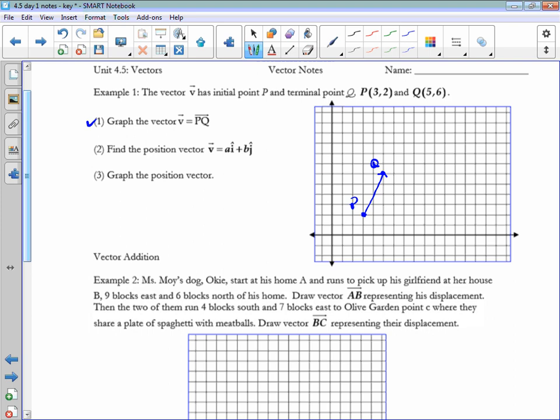To find the position vector for the second part there, what you're basically doing is finding the change in x and the change in y from one point to the other. So I'm going to go down here just so we have more room. To find our position vector here, we've got this ai and then bj part. Your a is just, you can think of it as a2 minus a1. And this is really simpler than it looks.